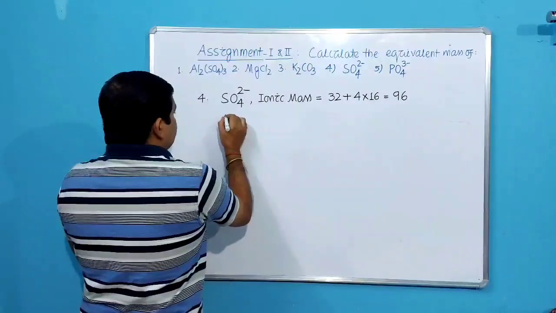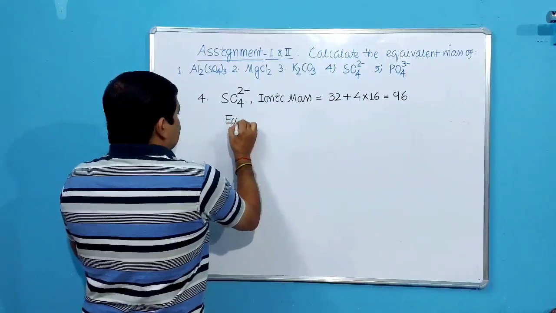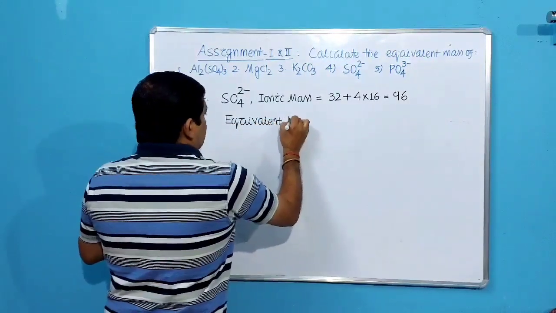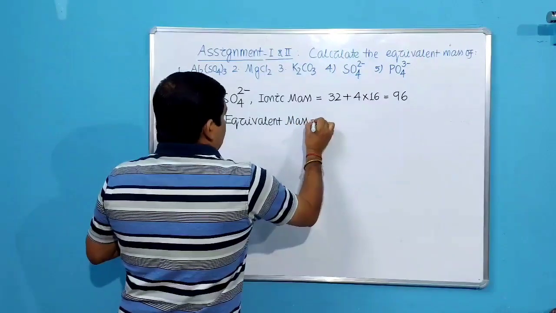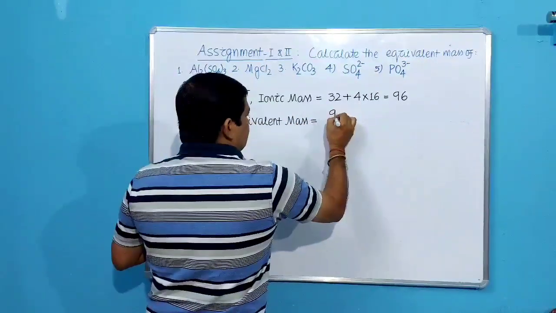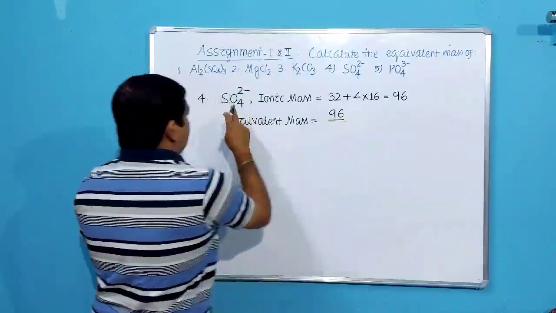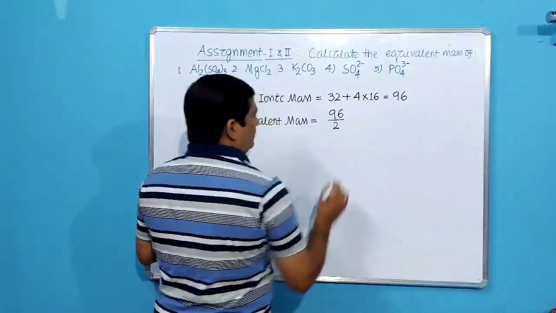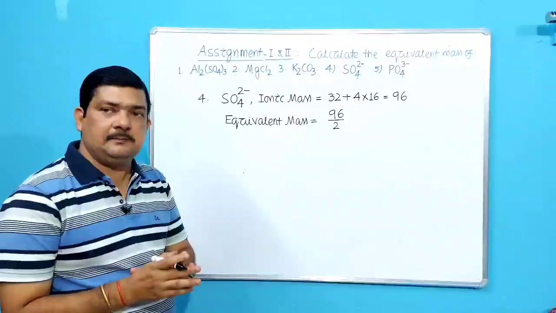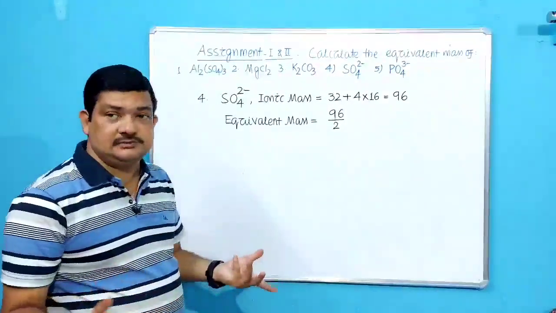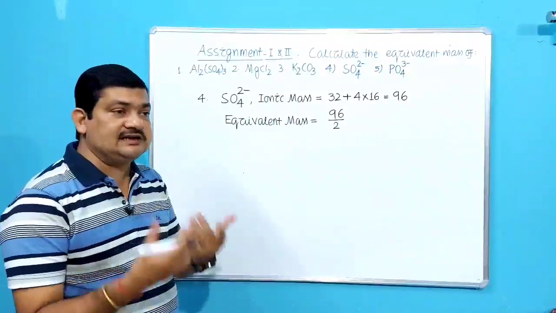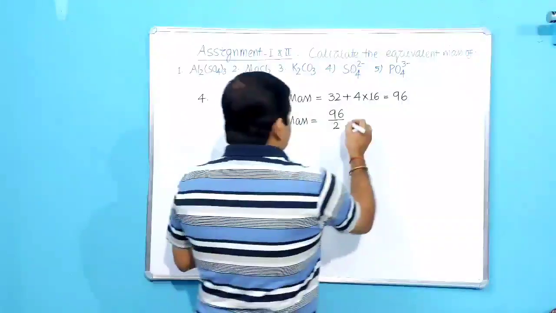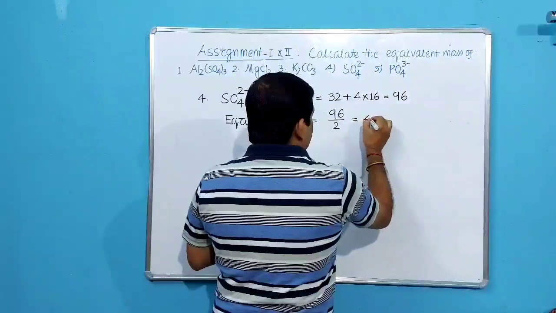So what will be the equivalent mass? The equivalent mass will be the ionic mass, that is 96, divided by the charge on the ion. It is clearly visible. Charge is 2. We do not need the negative or positive sign, we only need the magnitude. Whether it is plus or minus, it does not matter. So it will be 48.